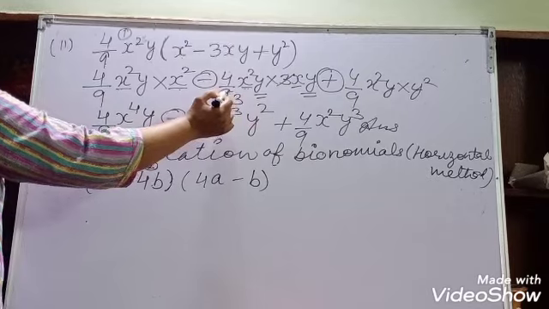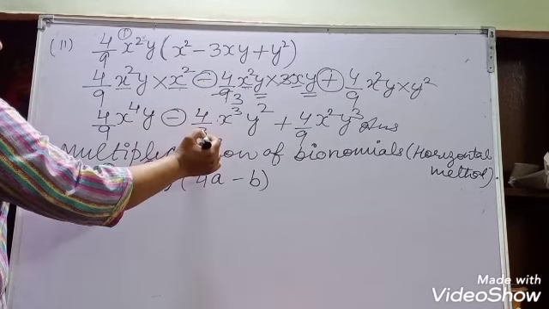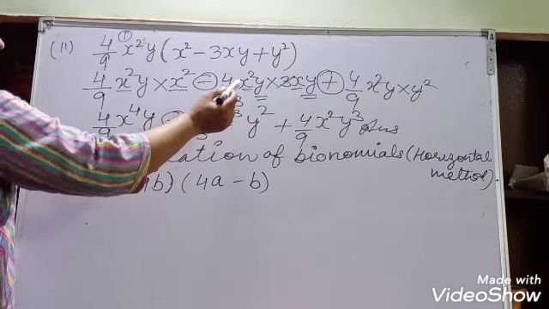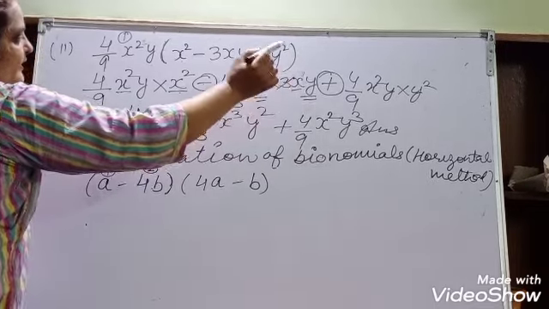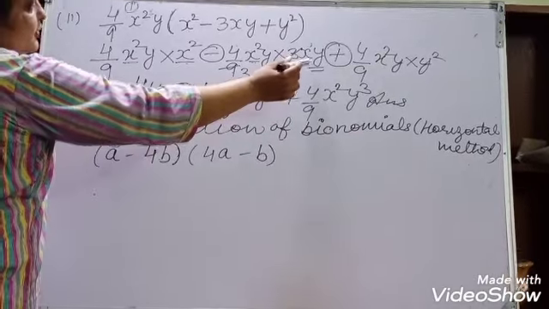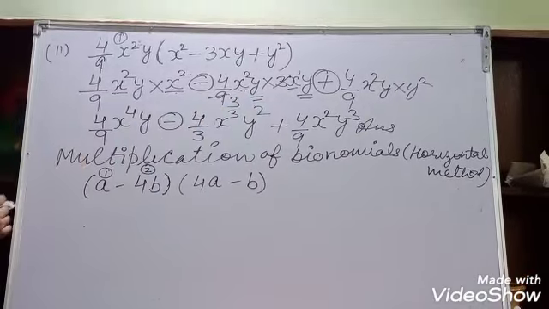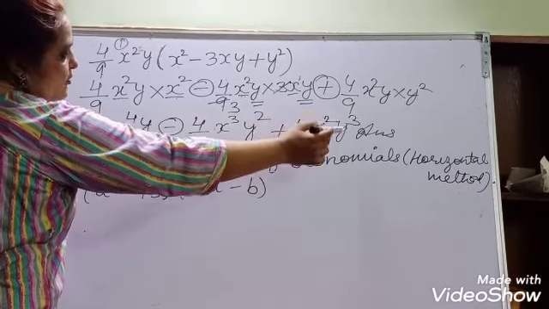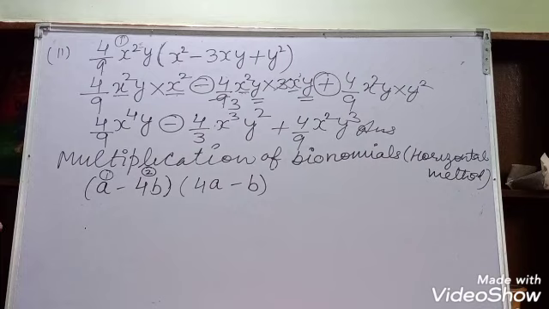Then minus 4 over 9 x square y into 3xy. 3 will get cancelled by 9. So it will become 4 over 3 now. x square into x. These are like terms. Using laws of exponent, it will become x raised to power 3. y into y, it will become y square. Plus 4 over 9 x square y into y square, it will become y cube.